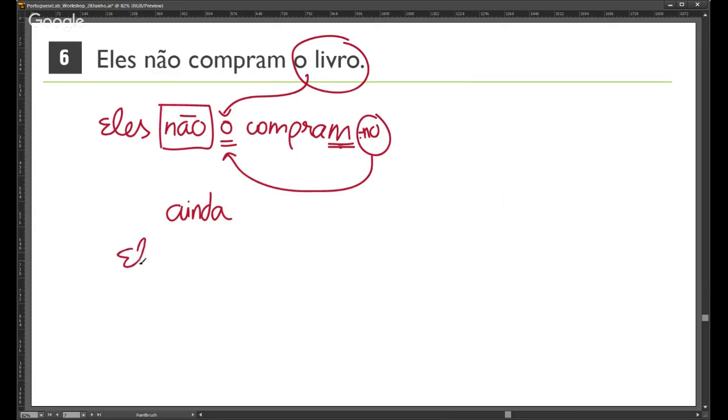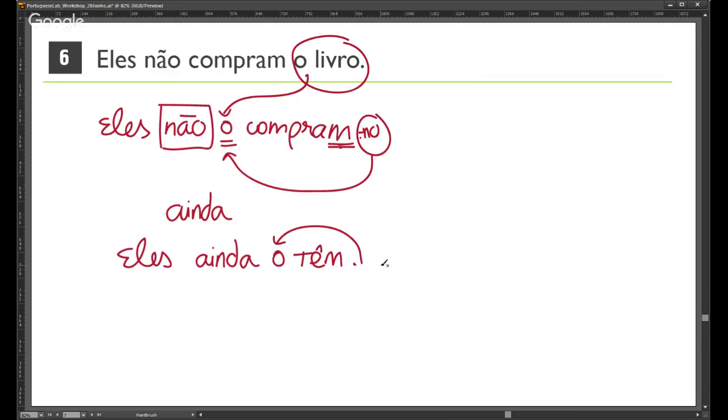Eles ainda. Let me just do a different example. Eles ainda o têm. They still have it. Let's imagine it's the book. So you see again, the pronoun placed before the verb. This is the verb here.